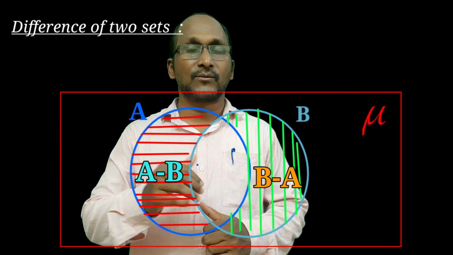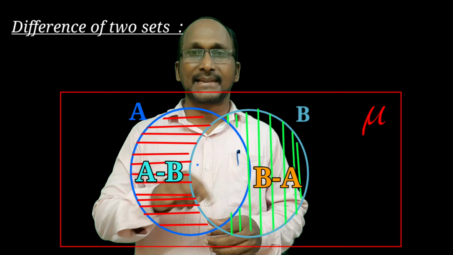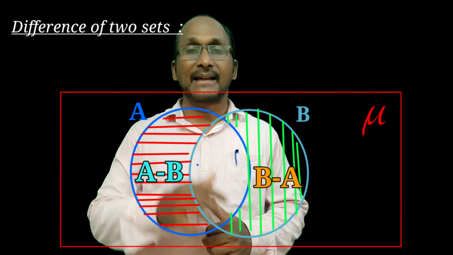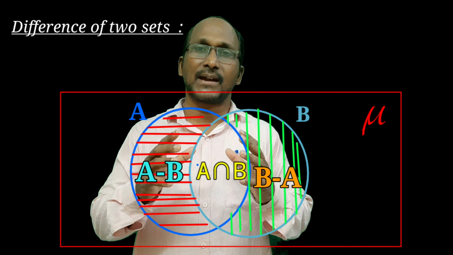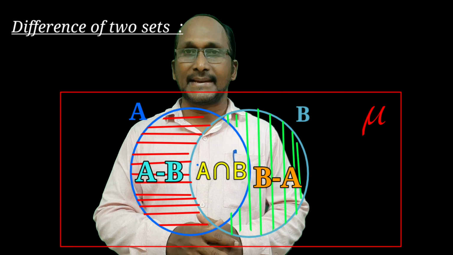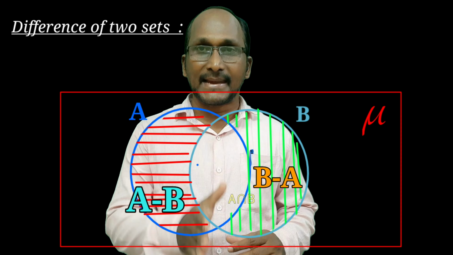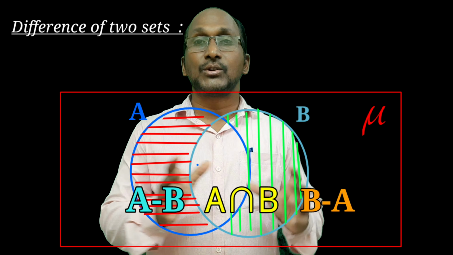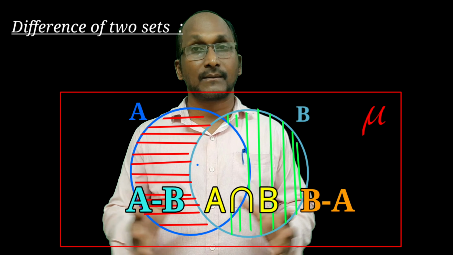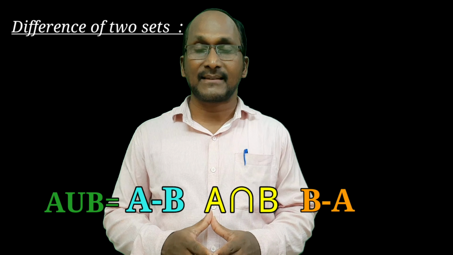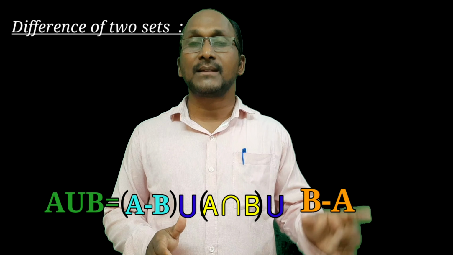And also students, here we can observe one thing. Between the sets A minus B and B minus A, here we can see the unshaded region. This unshaded region will represent the set A intersection B. Of course, already we have discussed this operation A intersection B. And also we can observe that the sets A minus B, A intersection B and B minus A together will constitute the set A union B. So A union B can be taken as A minus B union A intersection B union B minus A.